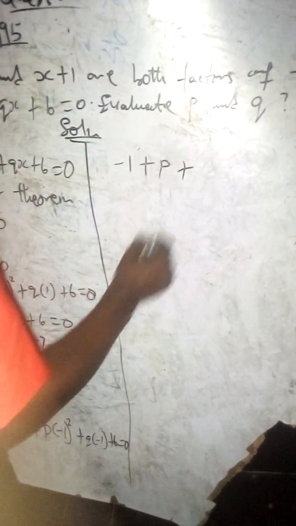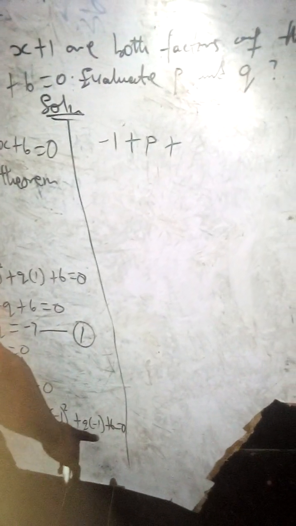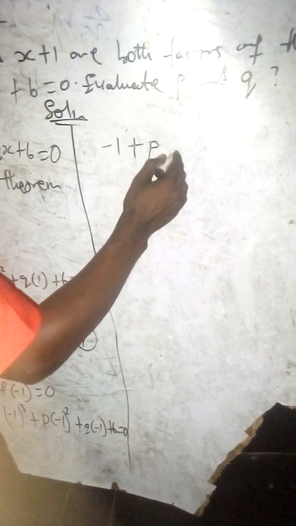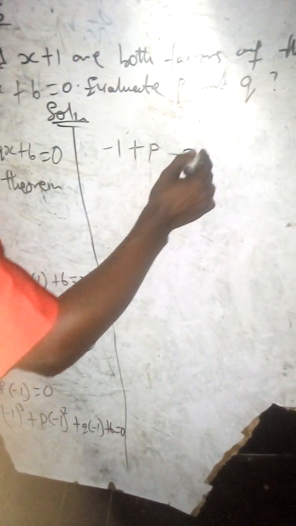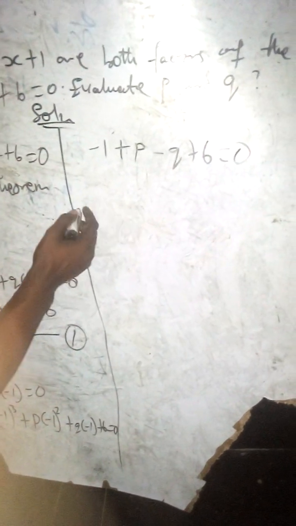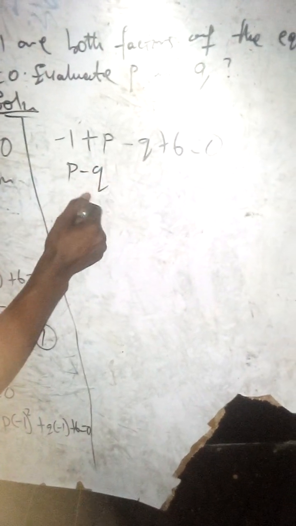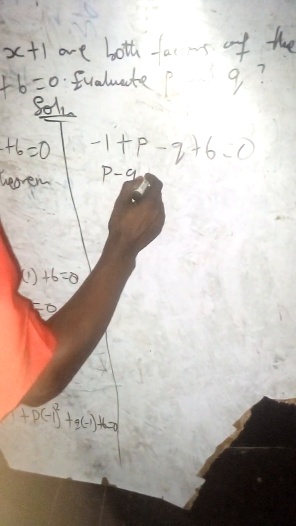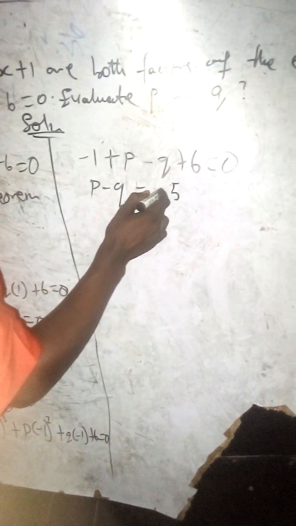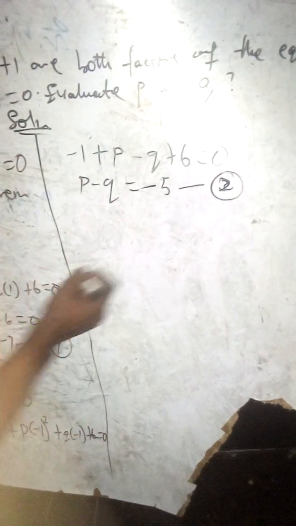plus here is q multiplying minus 1. So this plus sign here will change to a negative sign, which is minus q plus 6 equals 0. Now collect like things. We have p minus q minus 1 plus 6 will give you plus 5. When it crosses the sign of equality, it becomes minus 5. Let's call this our equation 2.